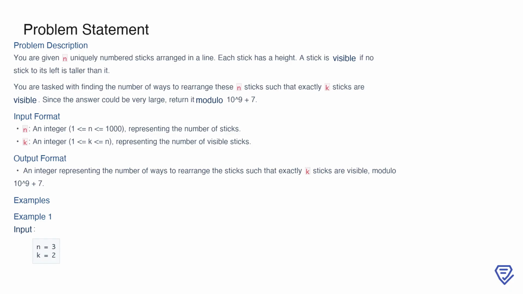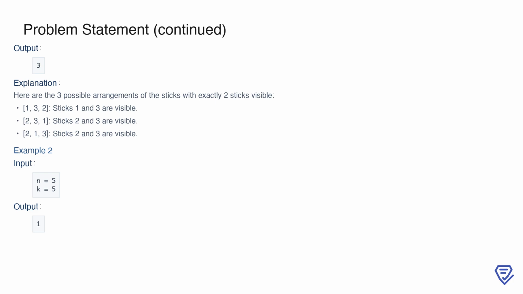The input consists of two integers, n, the total number of sticks, and k, the number of visible sticks. The constraints are that n can range from 1 to 1000, and k must satisfy 1 ≤ k ≤ n. The output is a single integer representing the number of valid arrangements, modulo 10 to the power of 9 plus 7. To understand the problem better, consider the first example where n equals 3 and k equals 2. The output in this case is 3.